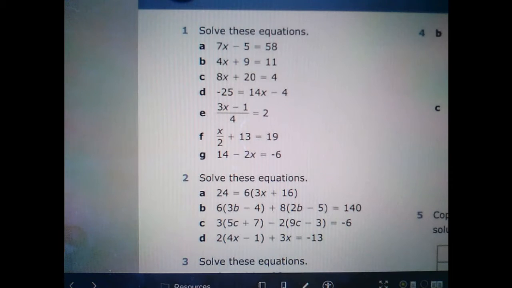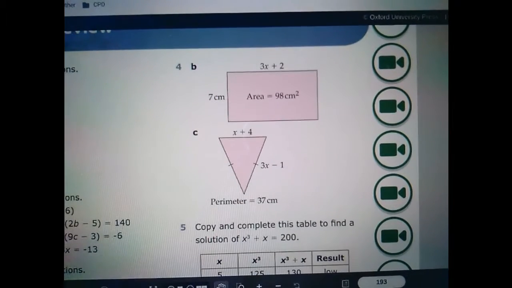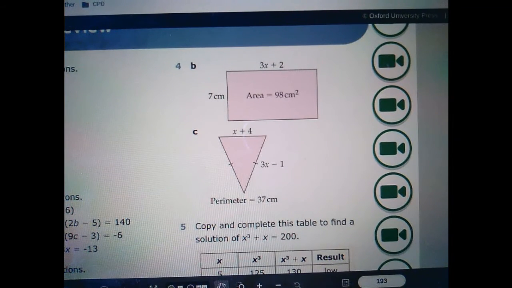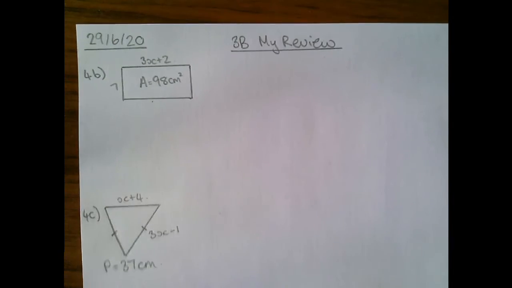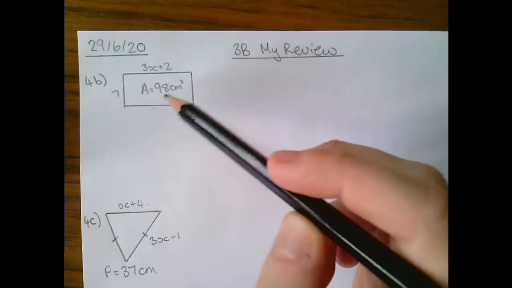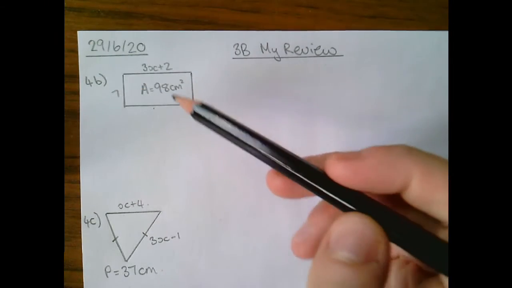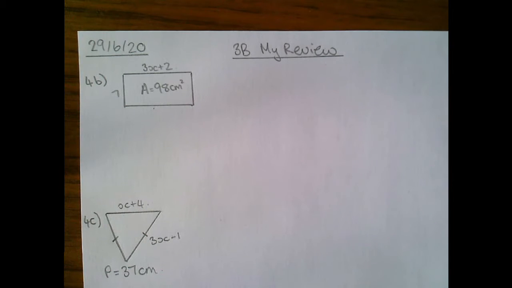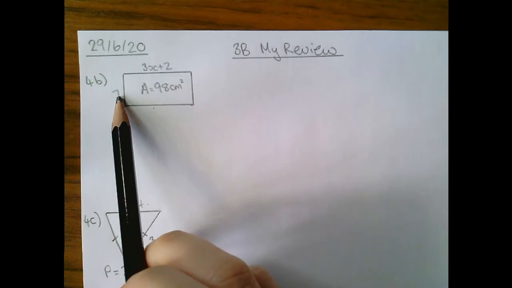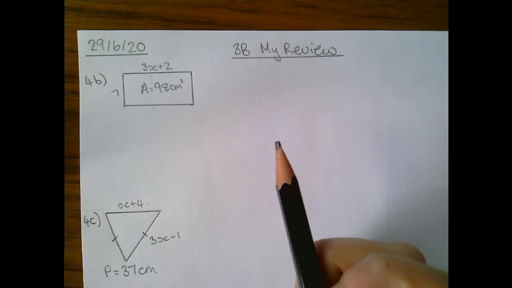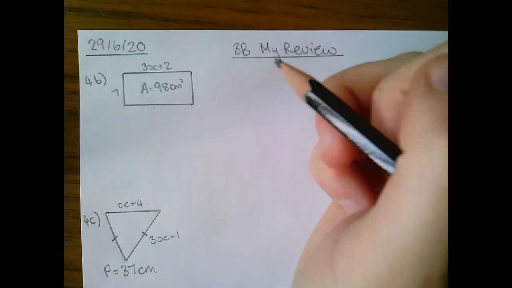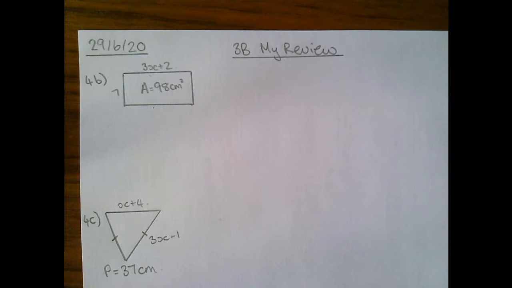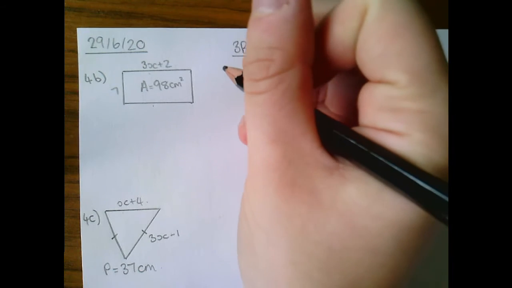Now I'll go through these ones because they are slightly different to what we have seen previously. So 4b, you're given this rectangle and you're told that the area is 98 centimetres squared and the side lengths are 7 centimetres and 3x plus 2 centimetres. We need to construct our own equation. This again follows that chapter, which I think was 10d.